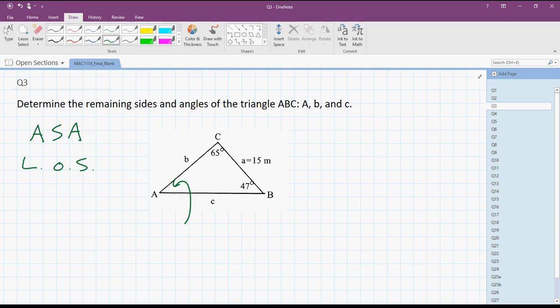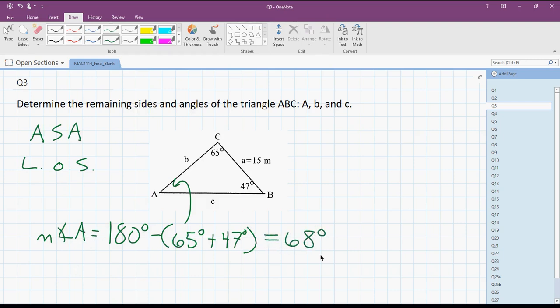How are we going to do that? Add it together, right? So 180 degrees minus our other two angles added together. And what do we get for the measure of angle A? 68 degrees. I'm going to trust you on that. So 68 degrees. Okay? Good. Now we can start dealing with everything else. Now we can find the B and the C.